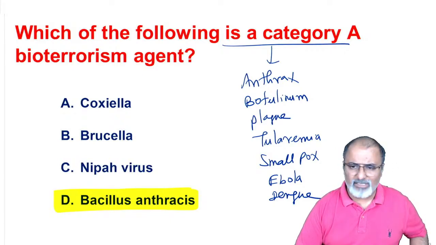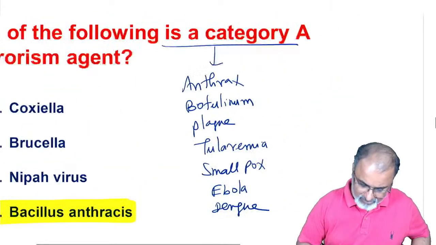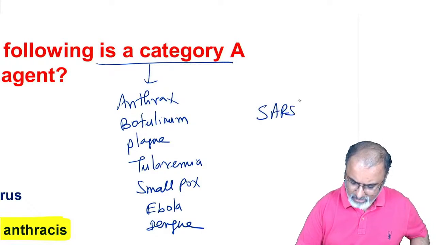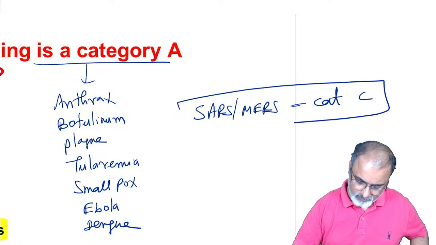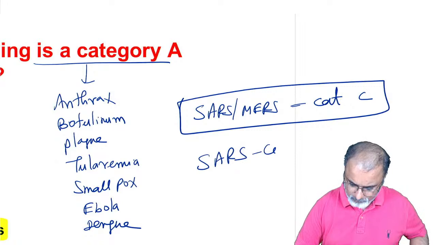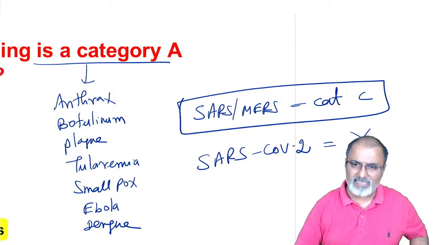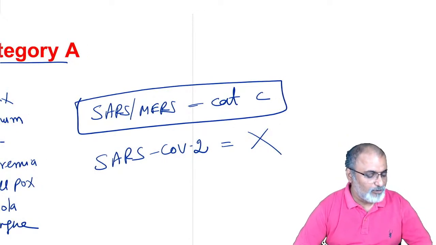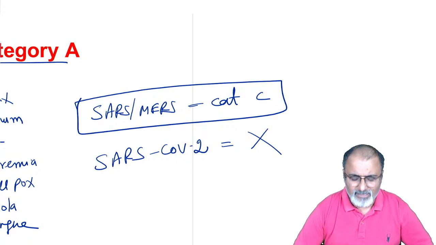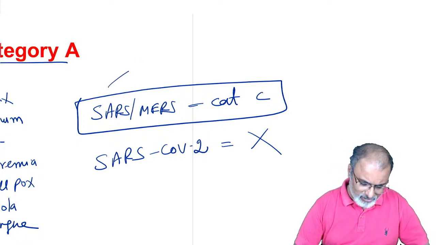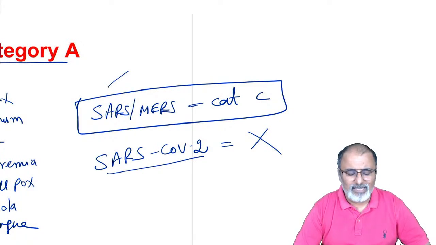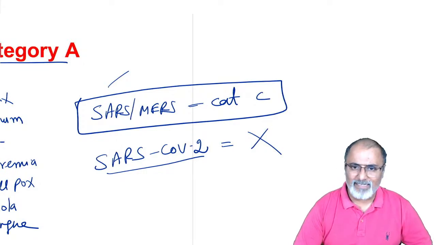Siddharth asked a question: COVID-19 is not yet assigned as a bioterrorism agent. Please remember, SARS and MERS are category C. But SARS-CoV-2 is not yet assigned. No confusion, my dear. Some theories are there, but not yet proved. So it is not a bioterrorism agent as of now. Very good question, because the doubt commonly occurs. No confusion between SARS and SARS-CoV-2.